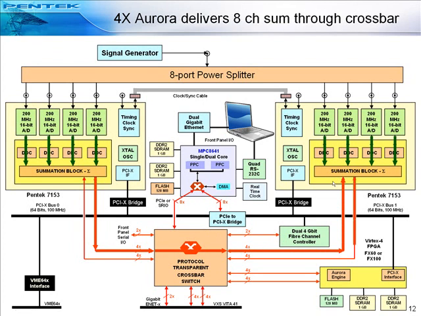The Aurora summation from the left 4 channels is then combined with the right 4 channels and then delivered to the crossbar switch from the right summation output port. The 8-channel combined sum is then delivered through the crossbar switch into the Aurora engine on the Virtex 4 FPGA.